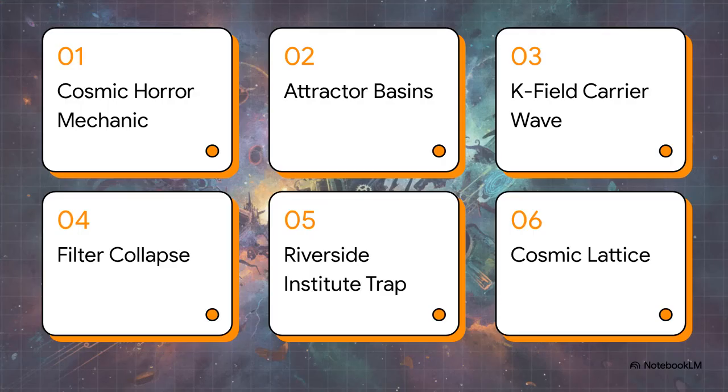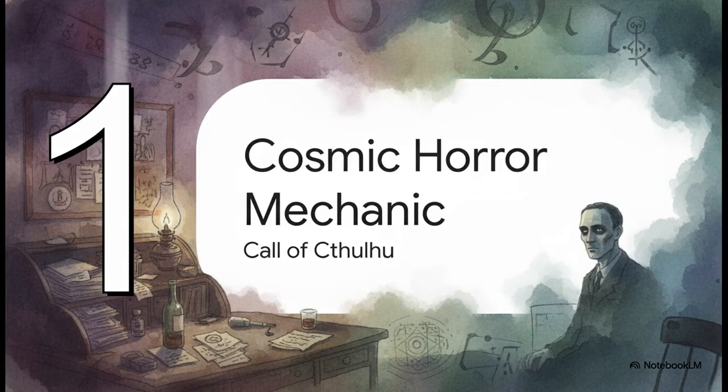Okay, let's dive into this. Here is our roadmap for today. We're starting with the cosmic horror mechanic, then moving into the anatomy of attractor basins and the K-field carrier wave. After that, we'll reframe madness as filter collapse, look at the Riverside Institute trap, and finally, figure out navigating the cosmic lattice. Starting right off with part one, the cosmic horror mechanic.